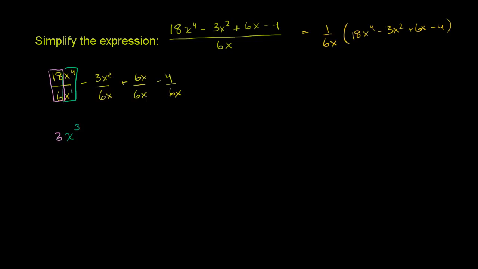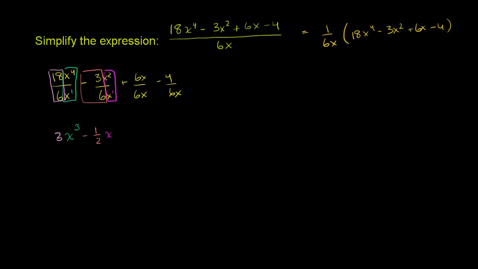Then we have these coefficients. We have negative 3 divided by 6. So I'm going to do this part next. Negative 3 divided by 6 is negative 1/2. And then you have x squared divided by x. We already know that x is the same thing as x to the first. So that's going to be x to the 2 minus 1 power, which is just 1. Or I could just leave it as an x right there.